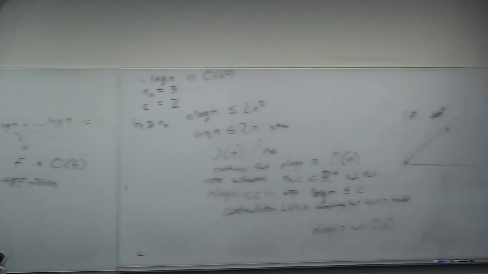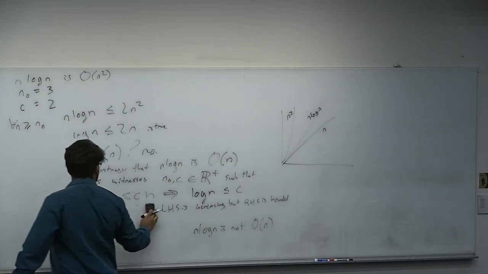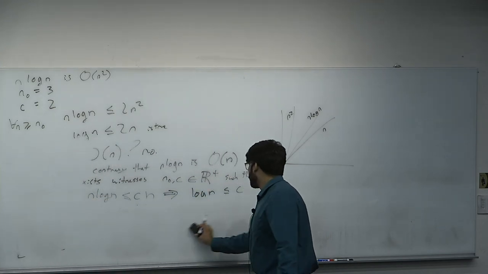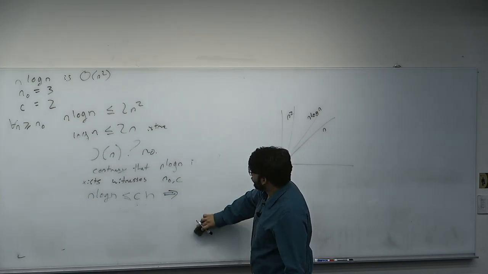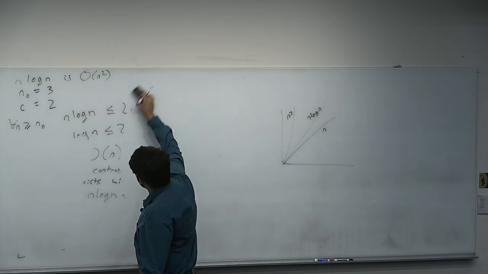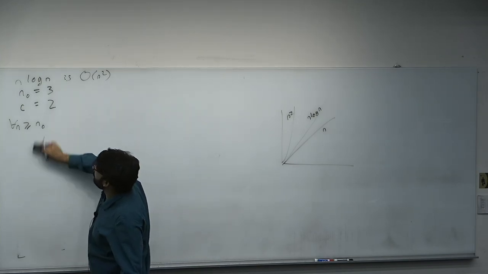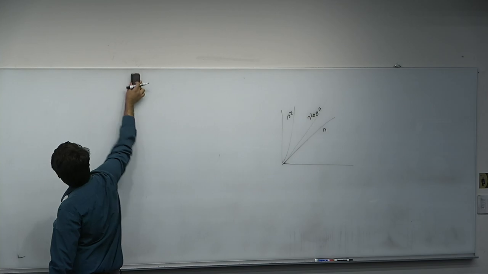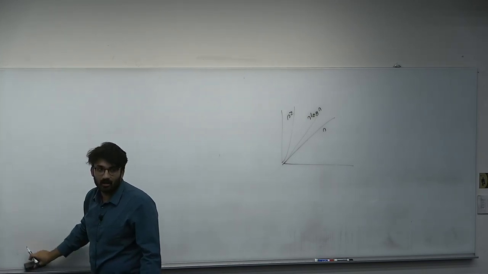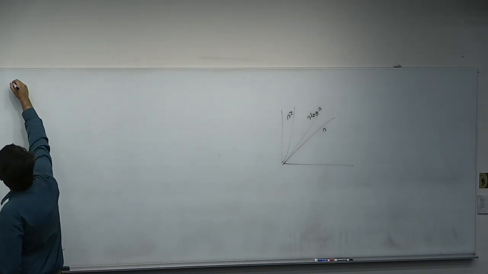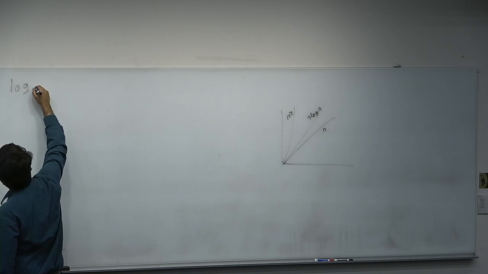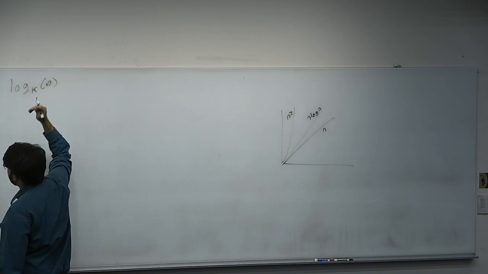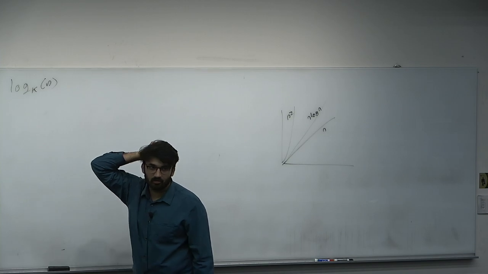There's a reason I've not been writing the log base, and it's not because I'm lazy. I'm also lazy, but it's because I'm a computer scientist. And in computer science, we don't really care about the log base a lot of times. The reason for that is because asymptotically, all the logs are the same. Do you guys remember what log k of n is for some constant k? Do you guys remember the change of base formula?